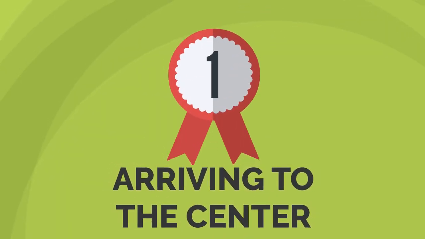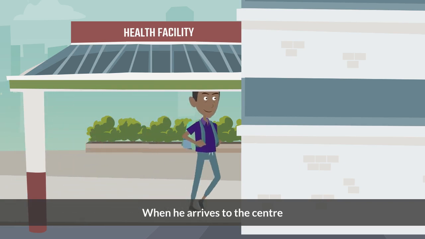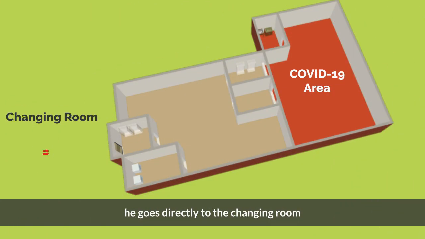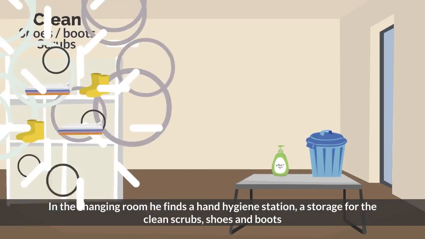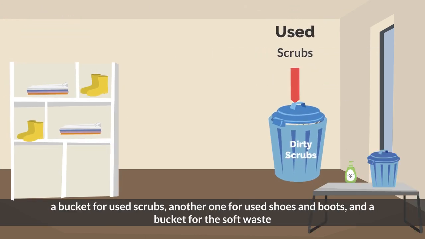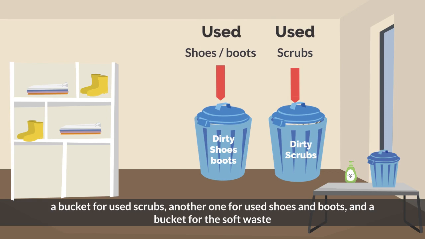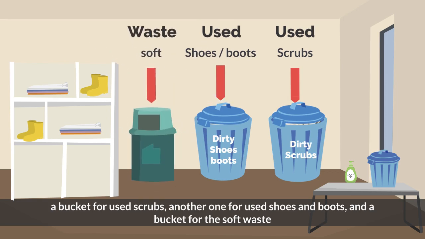Step 1. Arriving to the center. When he arrives to the center, he goes directly to the changing room. In the changing room he finds a hand hygiene station, a storage for the clean scrubs, shoes and boots, a bucket for used scrubs, another one for used shoes and boots, and a bucket for the soft waste.